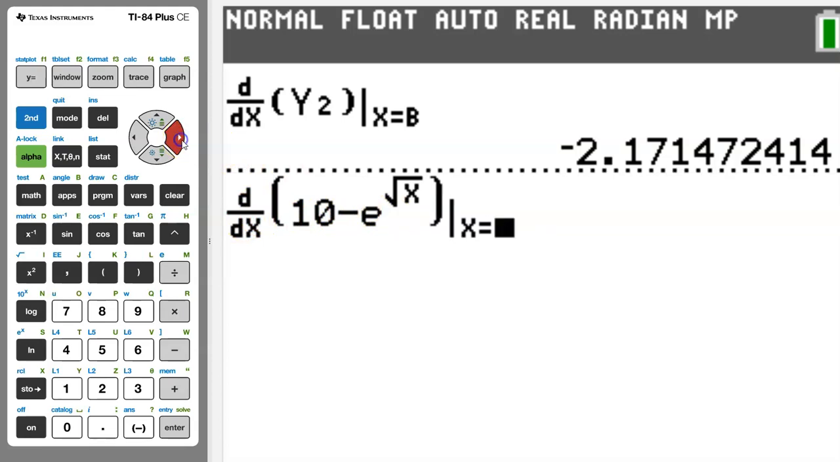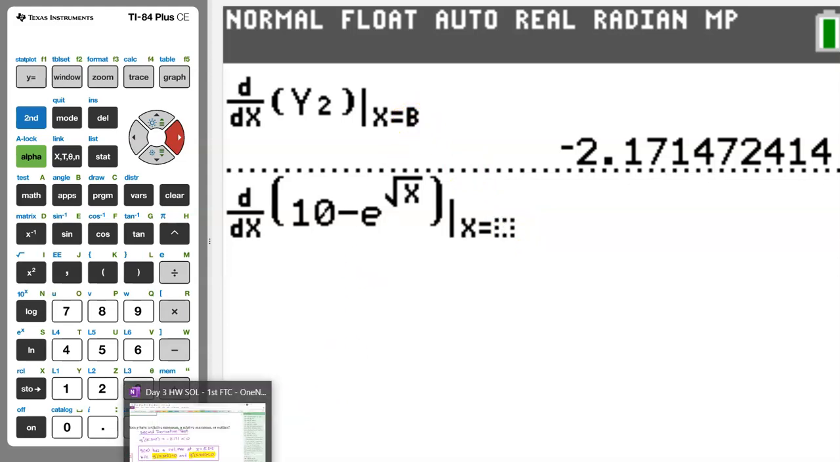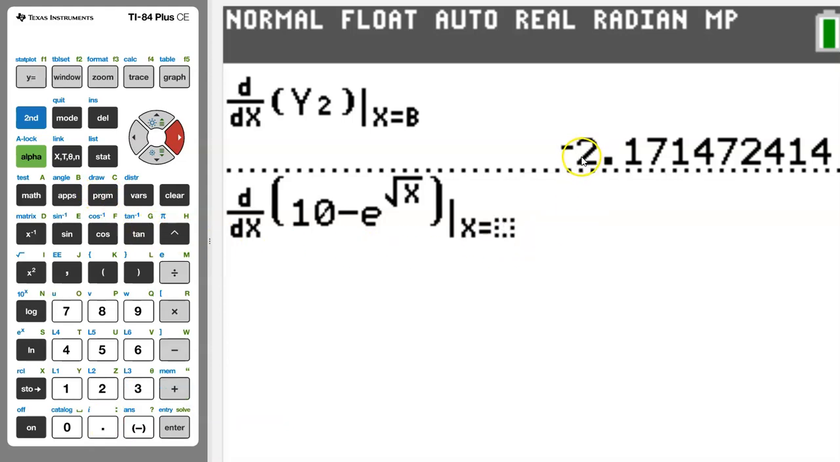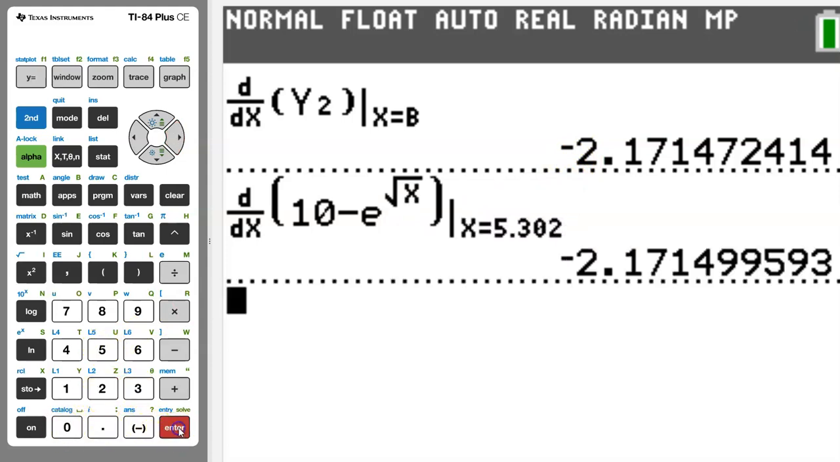And now I want to evaluate it at 5.302. However, if I did not store the value in a letter earlier, then I need more decimals. Actually, since all we care about is whether the result is positive or negative, we can probably get away with 5.302. So this would be enough to tell that we have a negative value.